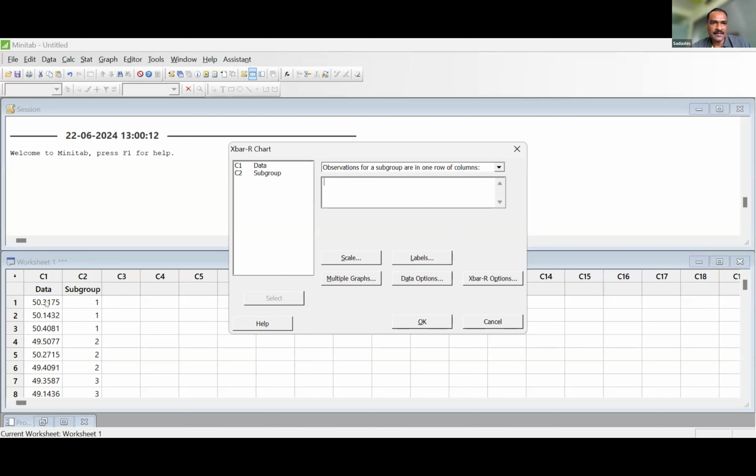Which control chart? It is X bar R? What is this Minitab, 17 or some other version? 17. Okay, why is it not showing subgroup size? Select the data. It should ask for the subgroup, no? Double click or click and select. Yes. Go to the X bar R option.